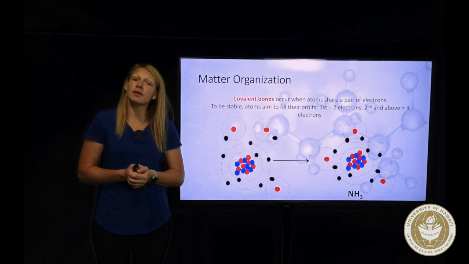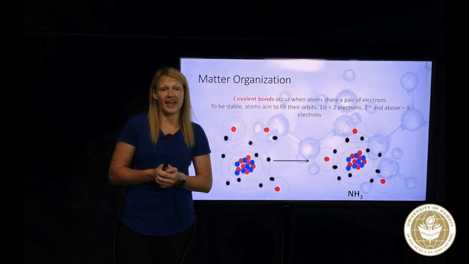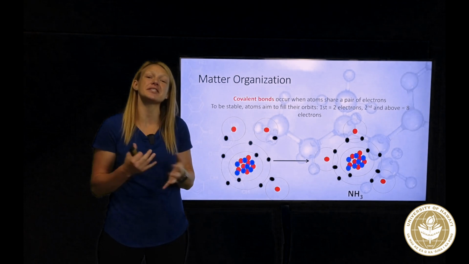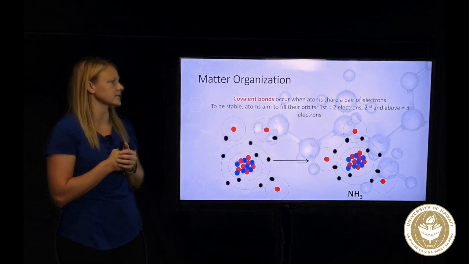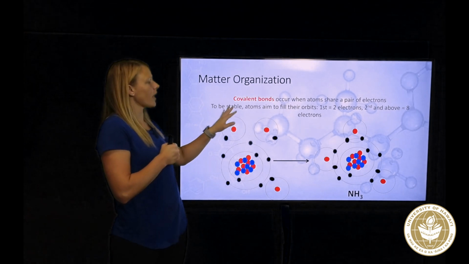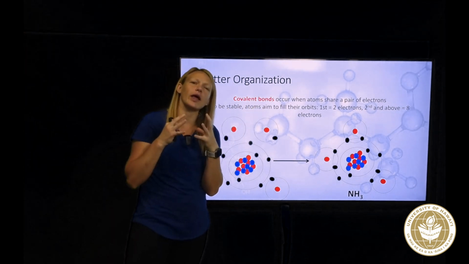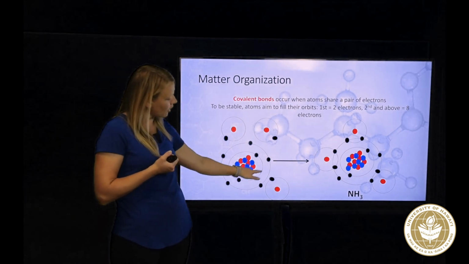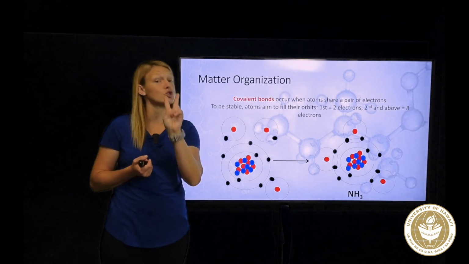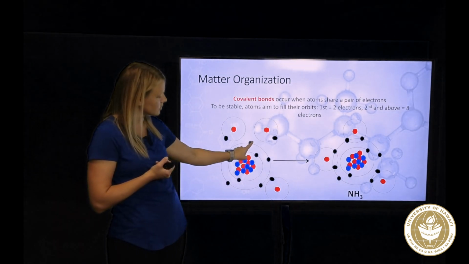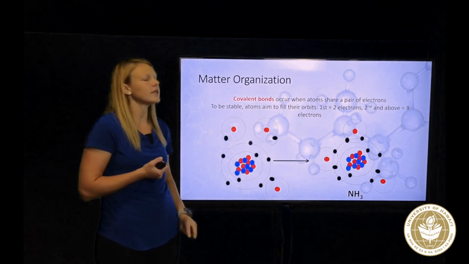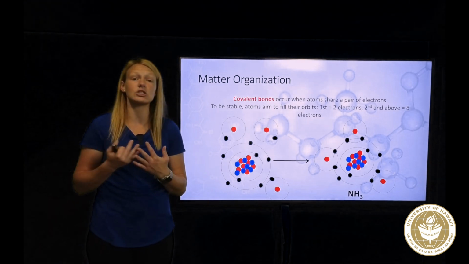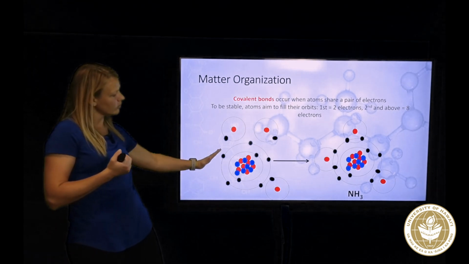Those atoms then can be joined through what we term covalent bonds. A covalent bond occurs when the atoms are going to share a pair of electrons. To be stable, the atoms try to fill those electron shells, also known as their orbits. The first shell around that nucleus is going to want to have 2 electrons in it. You can see that here, 1, 2. The second shell right here wants to have 8 electrons, as well as every single shell after that.